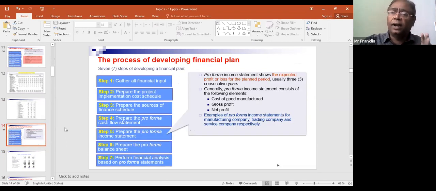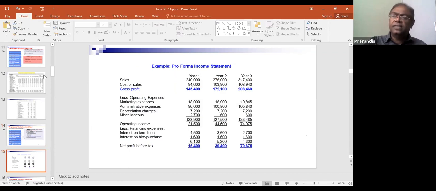And then you come to the pro forma income statement. Income statement is profit and loss. The formula is profit is equal to sales minus expenses. So over here, you write about the sales, and then minus the expenses, and what is the net profit? We look at it this way. So this is the pro forma income statement.